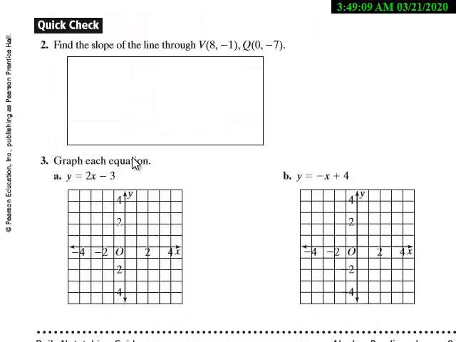Next question here in the same page. Quick check. Find out the slope of the line through the points V, 8 and negative 1. The other point Q is 0 and negative 7.